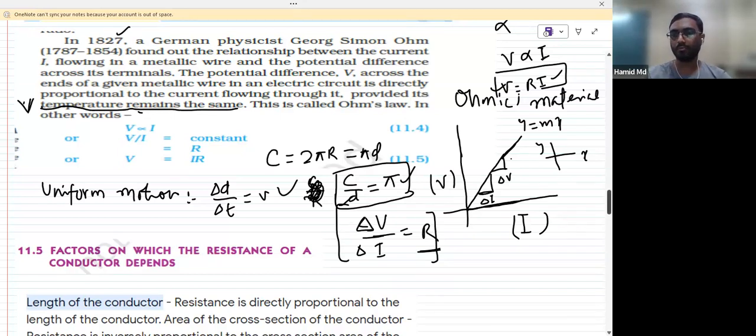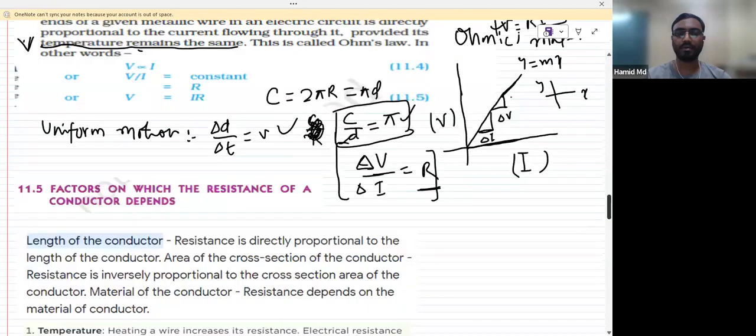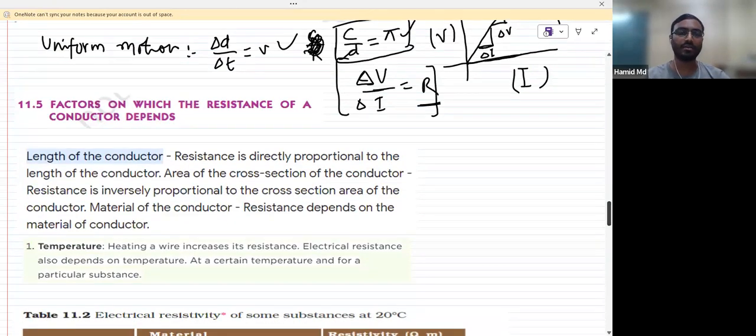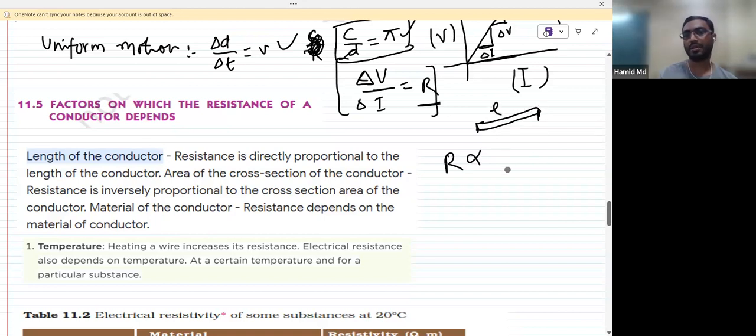So now, what are the factors which resistance depends upon? R is proportional to the length of the wire. Suppose this is the wire, and it has a length L, so it will depend upon the length. And if it has a cross section, meaning its thickness, then it will be reciprocal to the area of cross section.